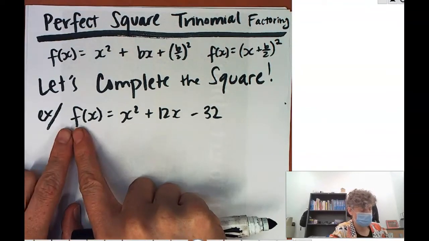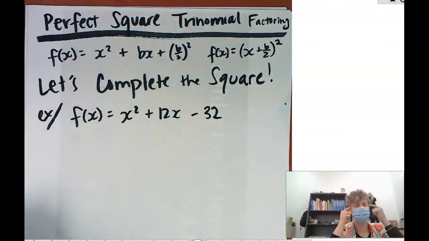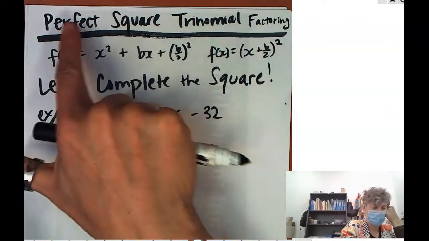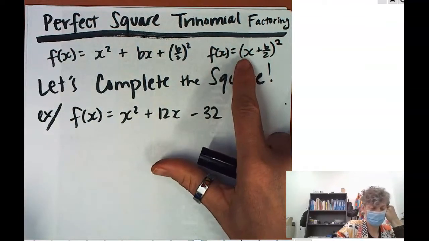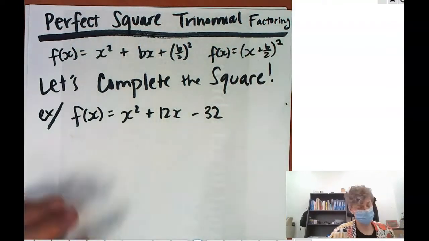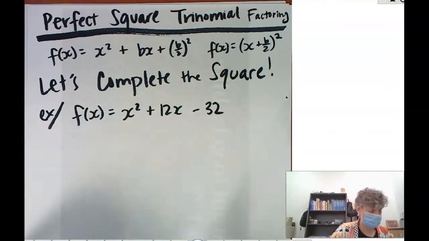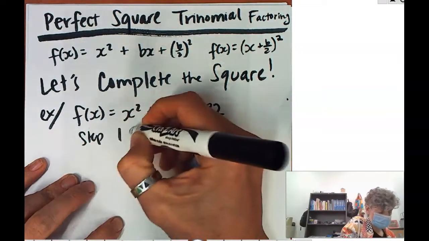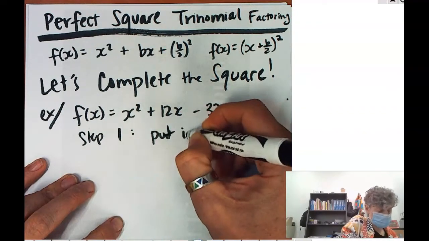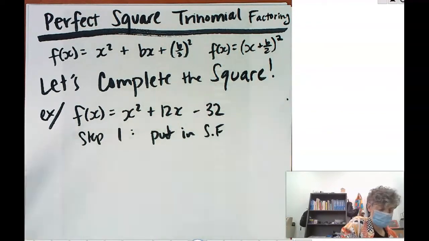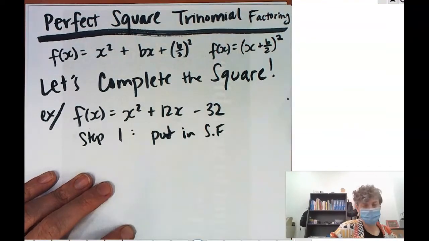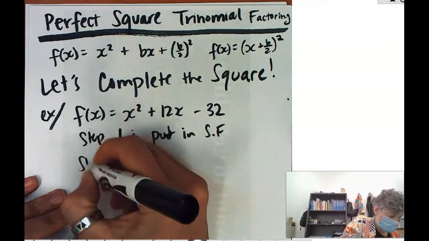So we'll say we're given this f of x equals x squared plus 12x minus 32. I will tell you right now this is not even factorable, but we're going to make it into a perfect square trinomial so that we can put this into something squared, which will look like our vertex form. Alright, so step 1, put in standard form. Fortunately, we're already there. We got x squared, then our bx plus c. We're all good.